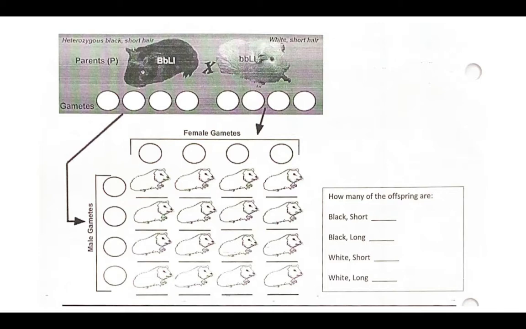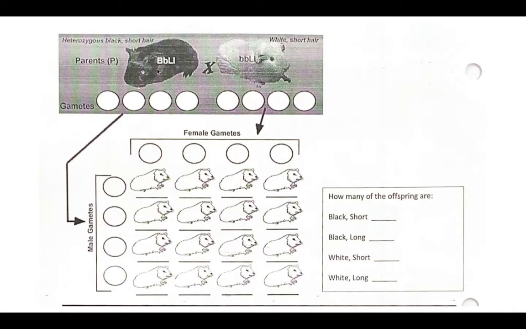Okay, so flipping your paper, you have a similar type question, except some of the supports have been pulled away. So notice you have your parents up here. So step number 1, what kind of gametes can each of these parents create? So this one, and then this one. You can put the gametes in these little circles down here.